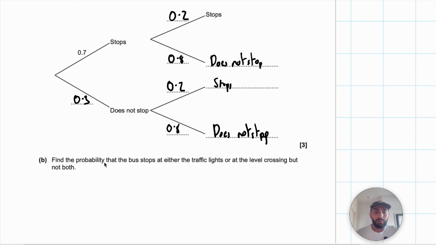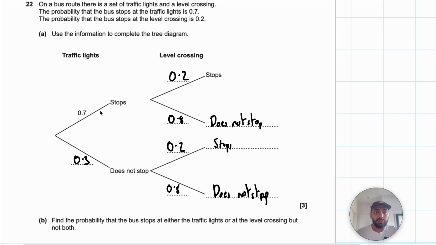Part B. Find the probability that the bus stops at either the traffic lights or at the level crossing, but not both. So we're looking for it to stop at one place. So it could be stops and does not stop, or does not stop and stops. How would we find the probability of multiple events happening? We just need to multiply them by each other. So for the first one, I'm doing 0.7 times 0.8, which equals 0.56. For the next one, it's 0.3 times 0.2.